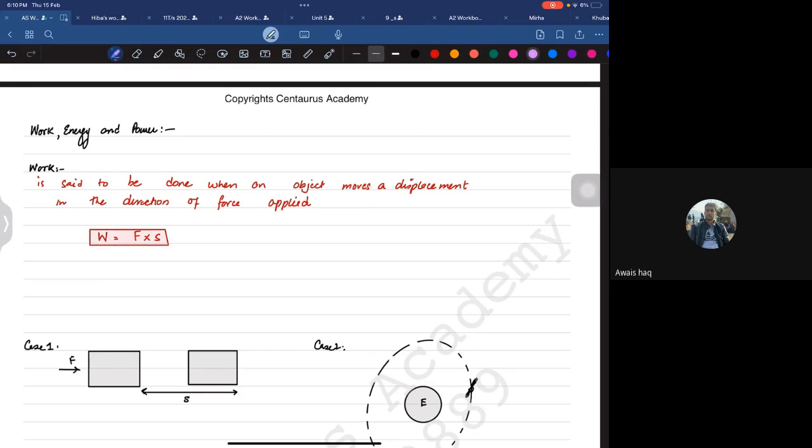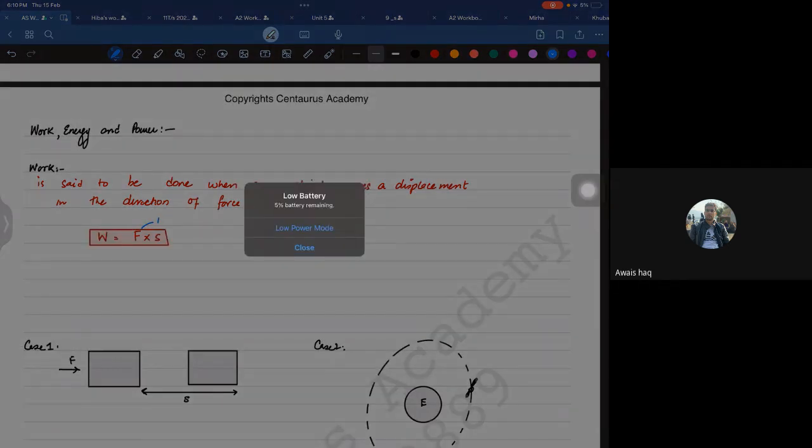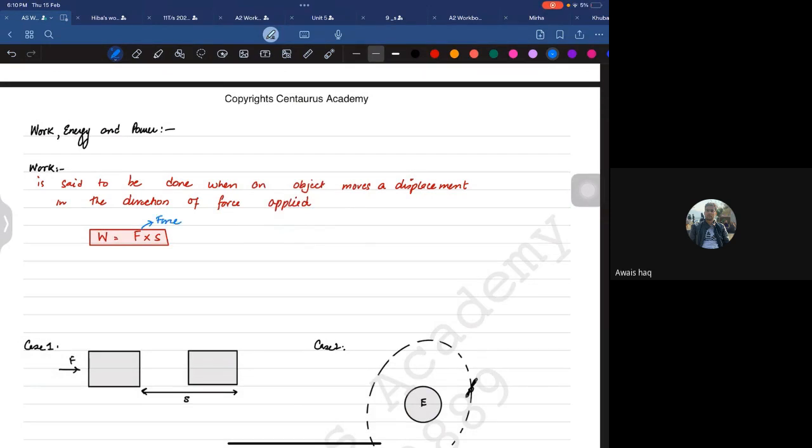In this one, this is your force. And S is the displacement, and that would be the work done. Remember that work done is a scalar quantity, and the SI units for work done are joules, like that.